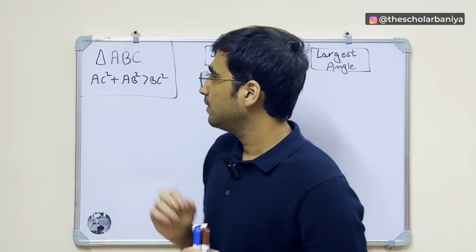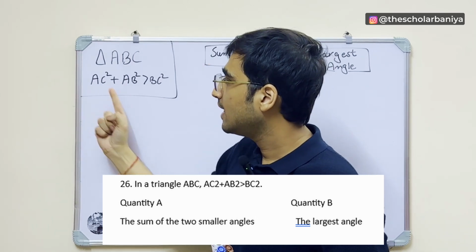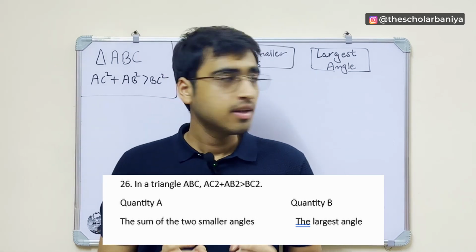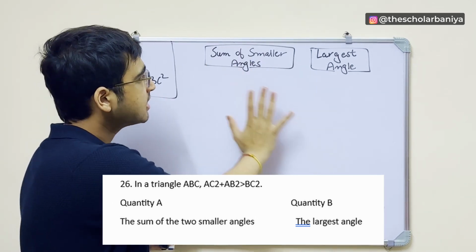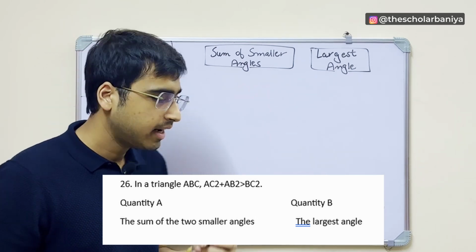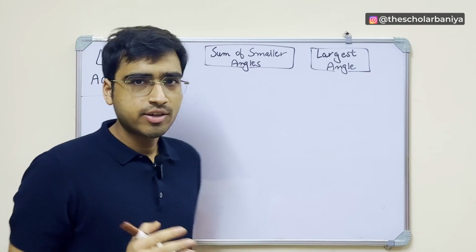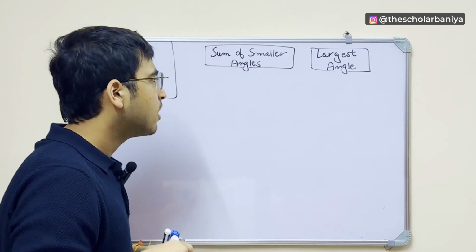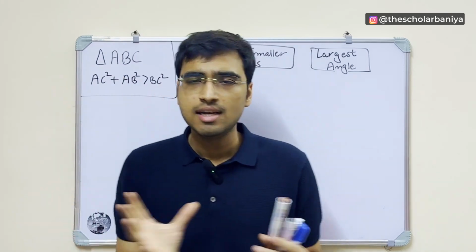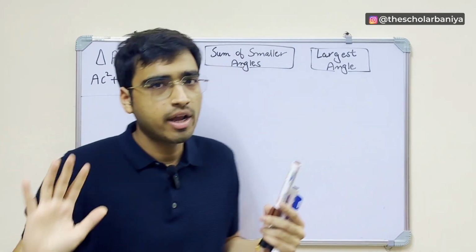In this question, we are given that there is a triangle ABC, right? And we are also given that AC square plus AB square is greater than BC square, and we have to compare the sum of the smallest angles of the triangle and the largest angle, right? So in this question there can be multiple cases, right? For example, we are told that there is a triangle ABC. Now that triangle can be equilateral, isosceles, a normal triangle, whatever.